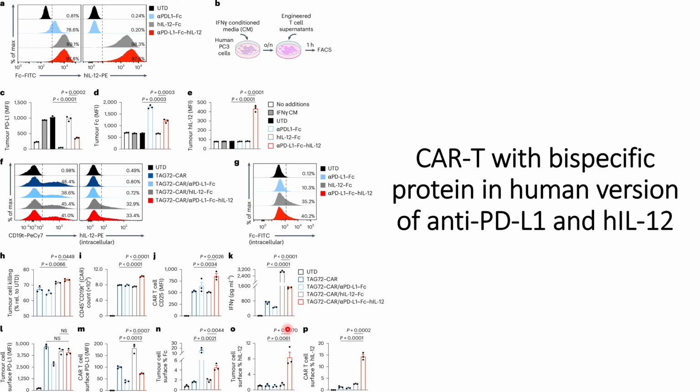And IFN gamma levels are low because the PD-1 that is expressed on the tumors is being masked by the anti-PD-L1 through the supernatant of the engineered T cells. That could be the reason why the IFN gamma levels are low in that case, but they are high in the case where they use only human interleukin 12 FC.